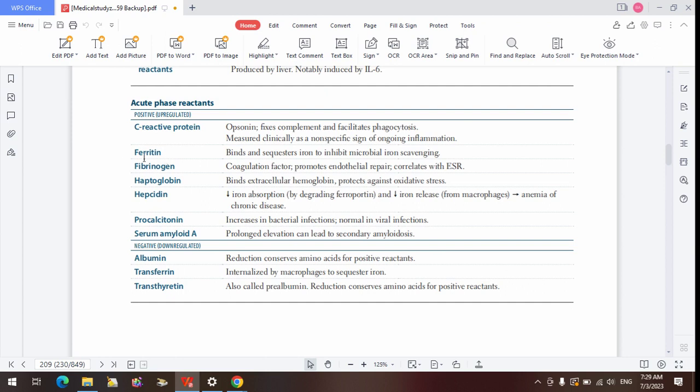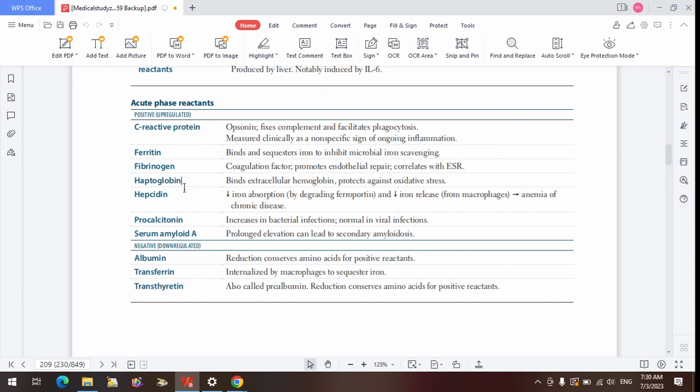What's the next one? Fibrinogen. Fibrinogen is another acute phase reactant that's upregulated. What does it do? We know that it's a coagulation factor. It can help with formation of the clot. So the clot forms a scaffold for repair to happen. So before we can even have tissue repair, a clot has to have formed first.